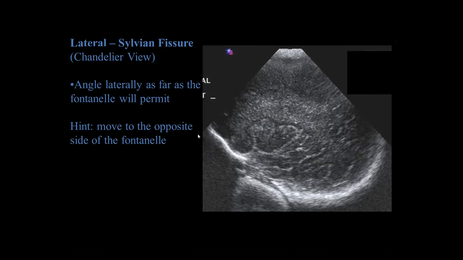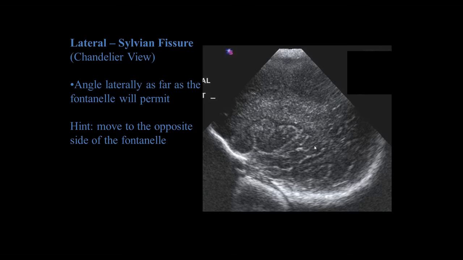Then you go right out to the lateral, as far lateral as you can, and you'll get the chandelier view. Sometimes what you need to do to get this view is to move further in the anterior fontanelle to the opposite side so that you can get the beams to sweep to the Sylvian fissure to get this sort of chandelier sign.